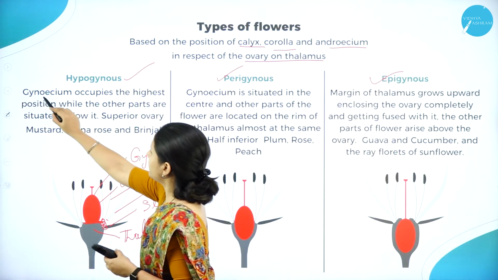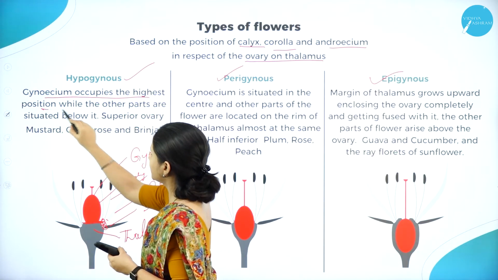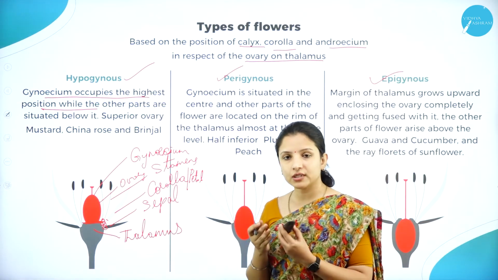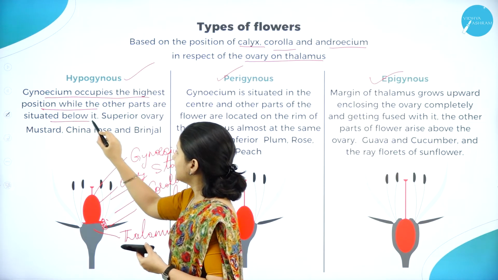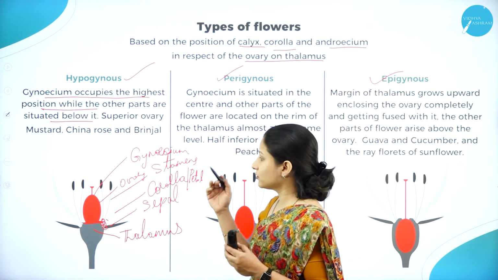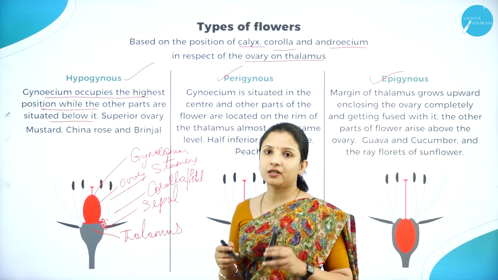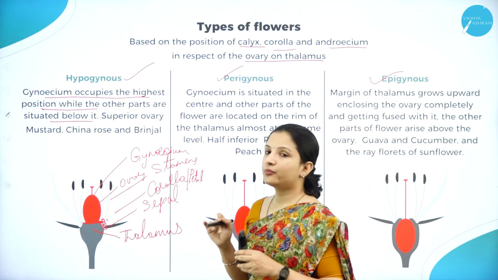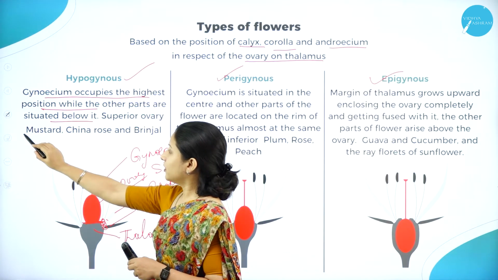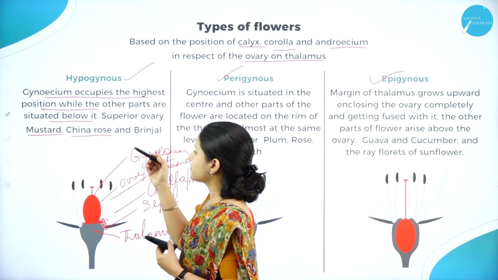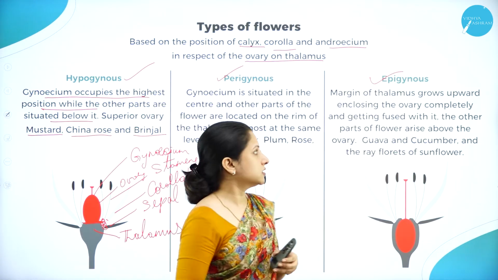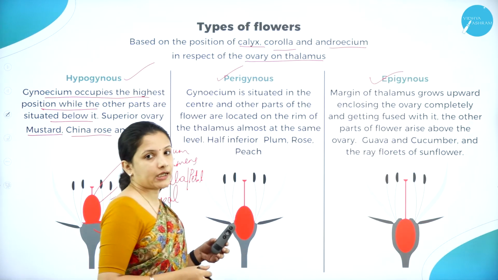So the gynoecium actually occupies the highest position, while the other parts are situated below the gynoecium or below the ovary. Therefore it is a superior ovary now. So those flowers having a superior ovary are called hypogynous flowers. This condition is usually found in mustard flowers, China rose, which is nothing but hibiscus, and also the brinjal flowers. So next, moving on to perigynous flower.